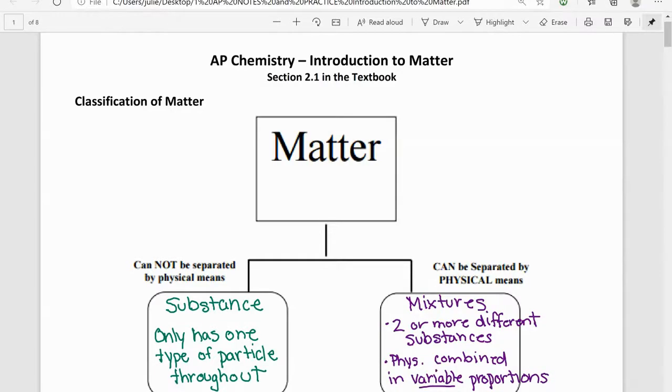So let's get started. We are going to first start off by focusing on the classification of matter. If you remember when you took biology, which is the study of living things, there was a whole classification system for living things. And you might remember kingdom and phylum, class, order, and so on. Well, chemistry is the study of matter, so we have a whole classification system in chemistry to classify matter.